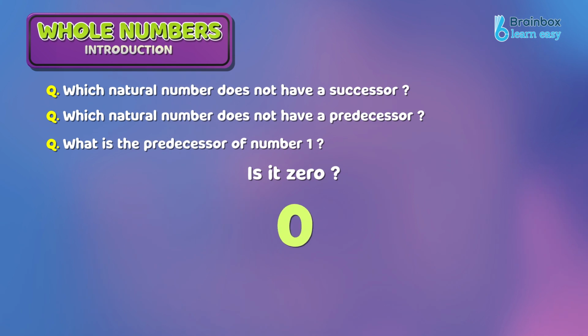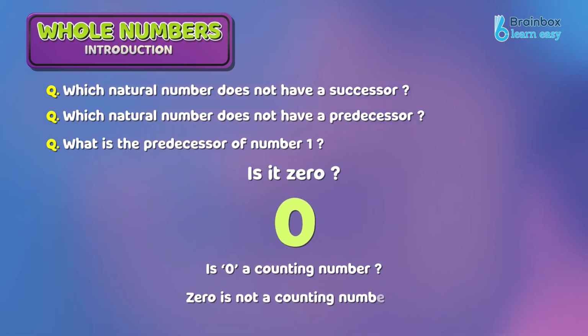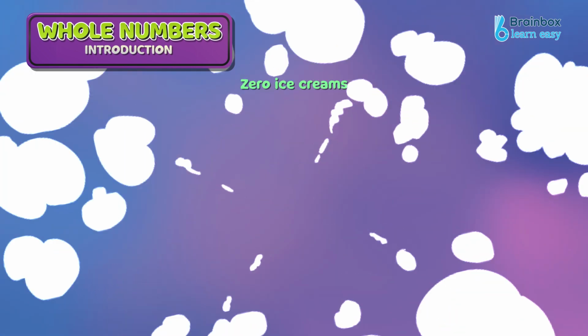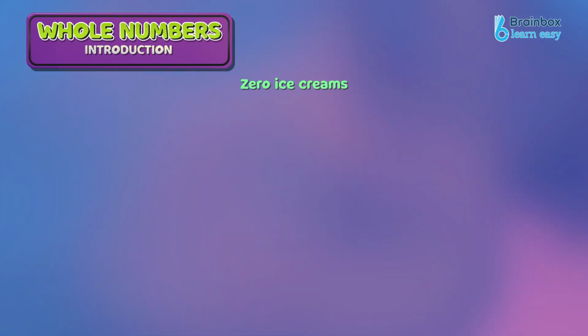But look at this digit 0 carefully. Can 0 also be called a counting number? No, 0 is not a counting number. When we see 0 ice creams, that means there is no ice cream. If 0 means nothing, then why do we need 0?